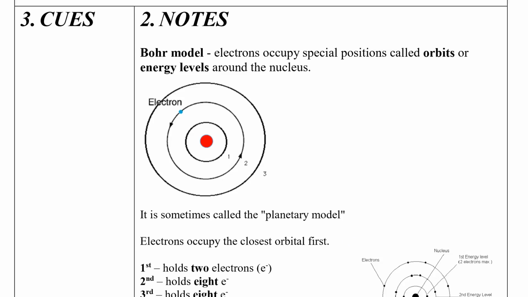So let's move on to the notes. The Bohr model. In the Bohr model, electrons occupy special positions called orbits, or energy levels around the nucleus. So if this is our nucleus here, we are going to have electrons here, and electrons here, and electrons here, depending on the size of the atom. Sometimes this is called the planetary model because this nucleus is like our sun, and all of the planets in our solar system have orbits around the sun.